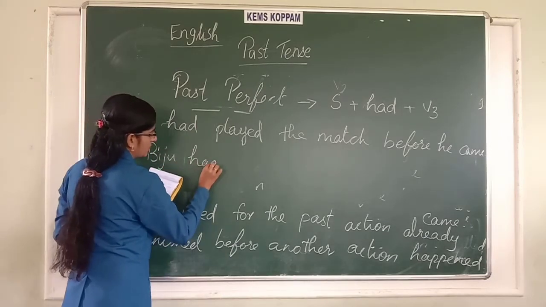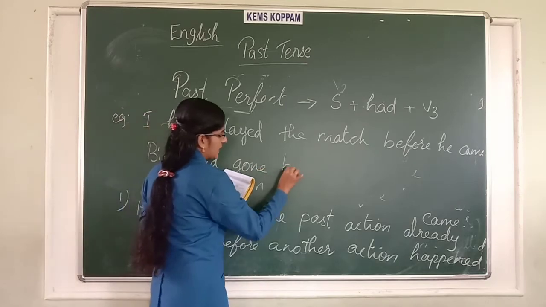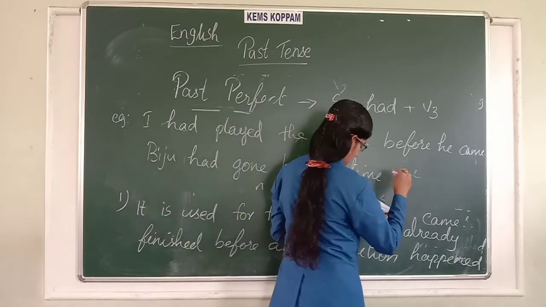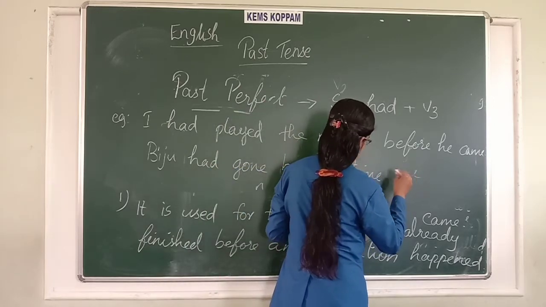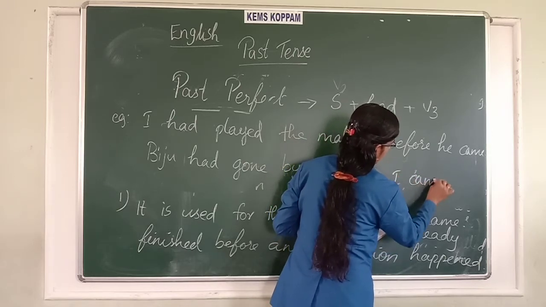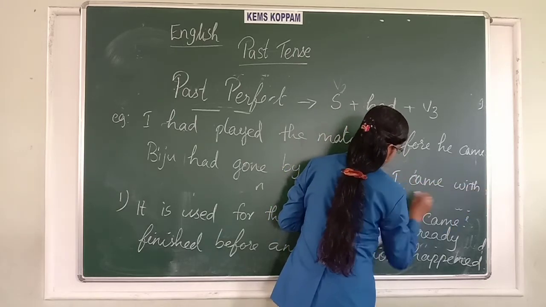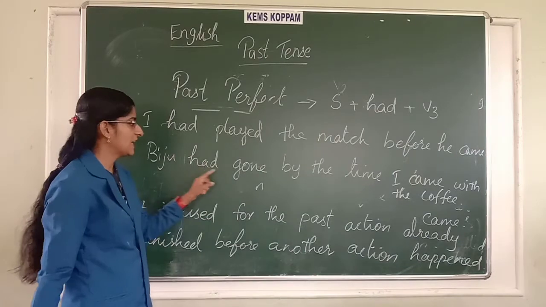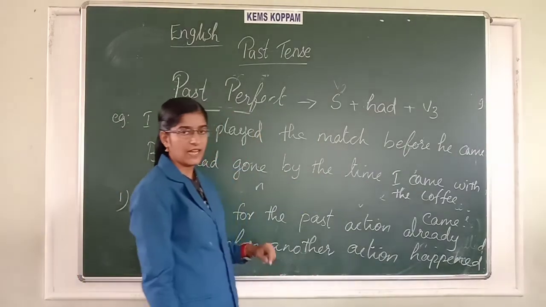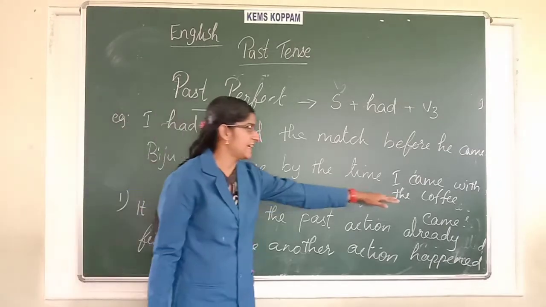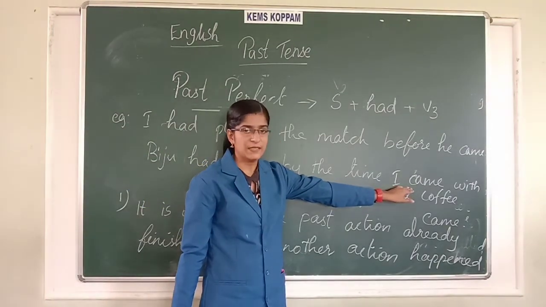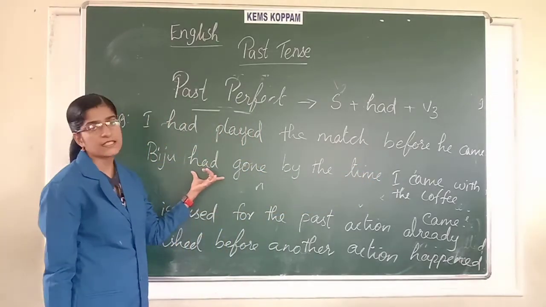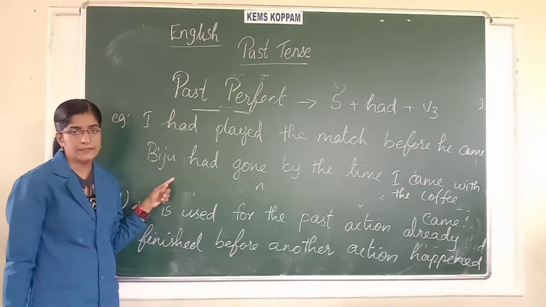Biju had gone by the time I came with the coffee. So this is the second action. It is written in simple past, and before that this action happened. So this is written in past perfect.